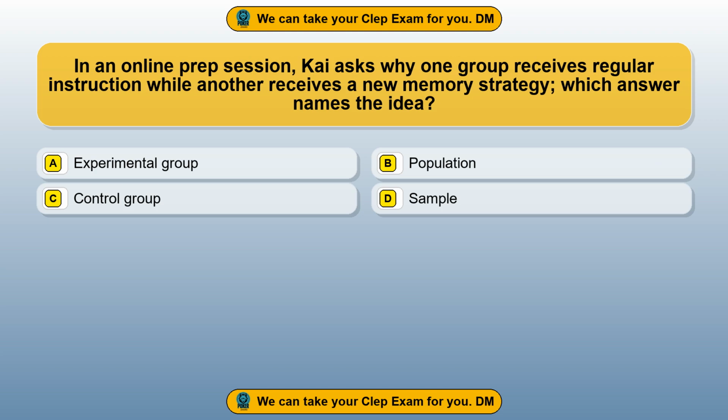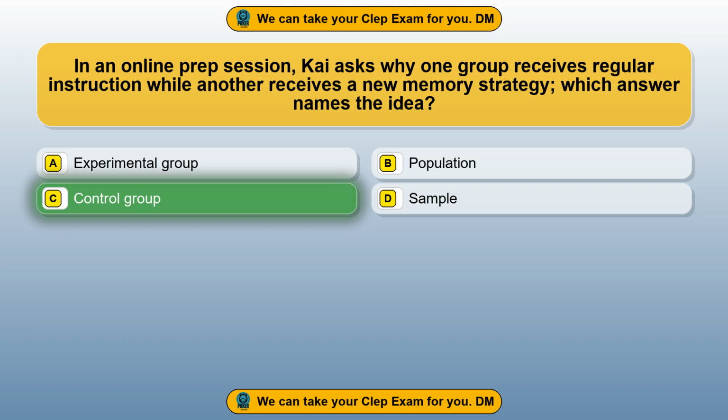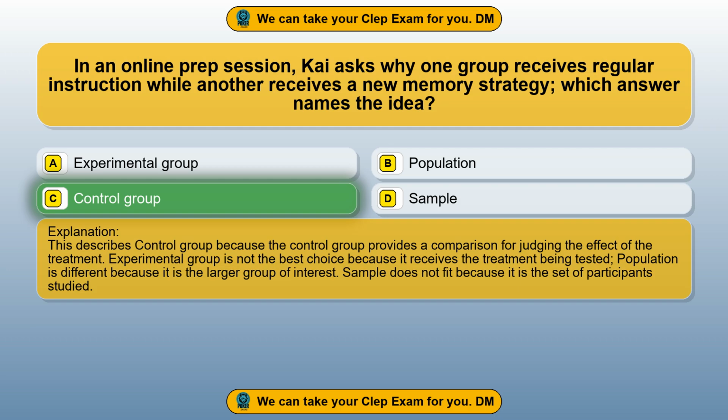Question 92. In an online prep session, Kai asks why one group receives regular instruction while another receives a new memory strategy. Which answer names the idea? Option A, experimental group. Option B, population. Option C, control group. Option D, sample. The correct answer is option C, control group. This describes control group because the control group provides a comparison for judging the effect of the treatment.